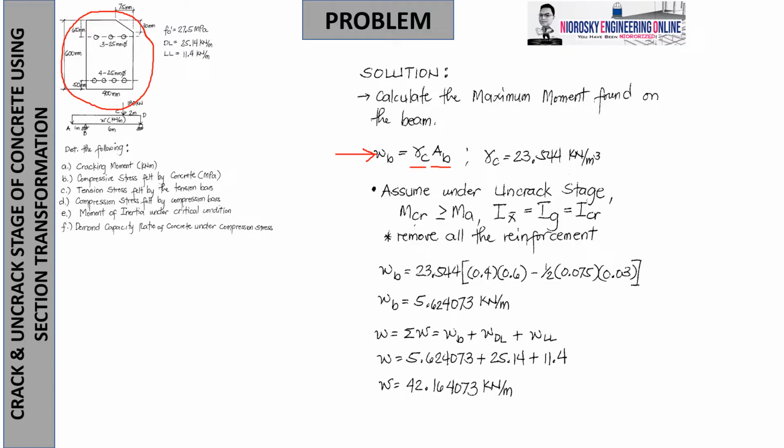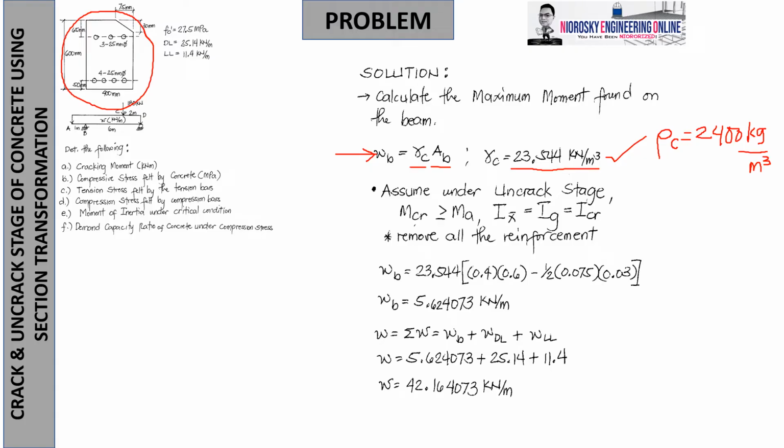So therefore, the unit weight of concrete equals 23.544 kilonewton per cubic meter. This is actually a constant. It is generated from a density value of concrete said to be 2,400 kilogram per cubic meter. I will try to re-emphasize this in our next discussion on singly reinforced concrete beam.